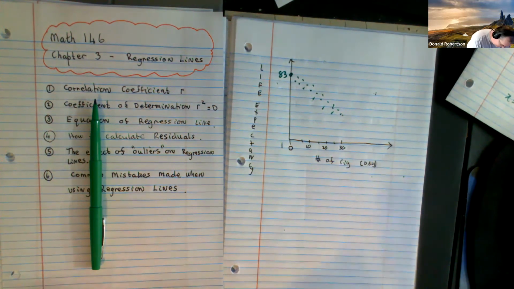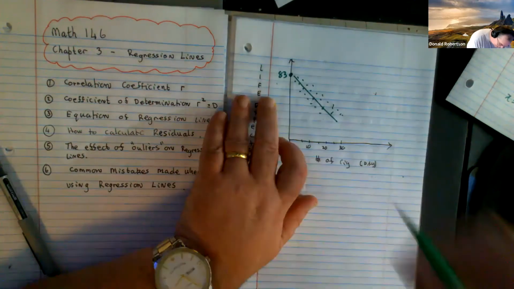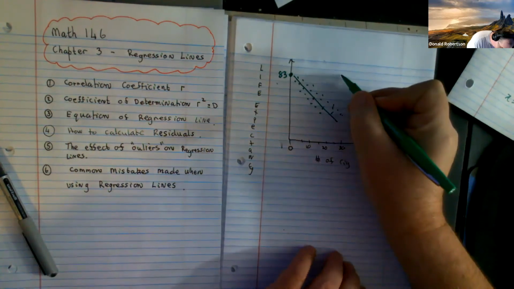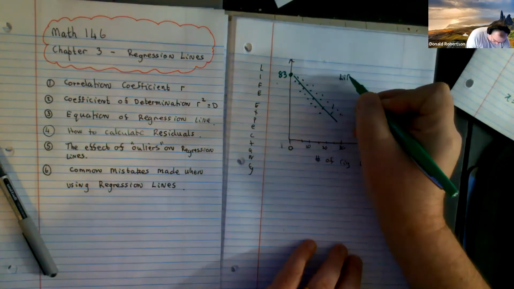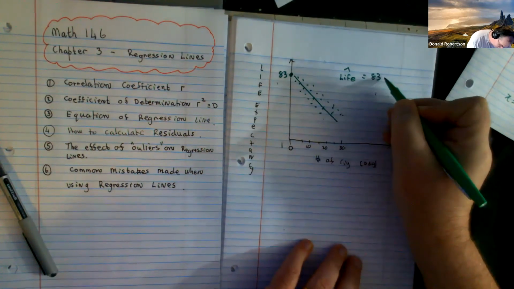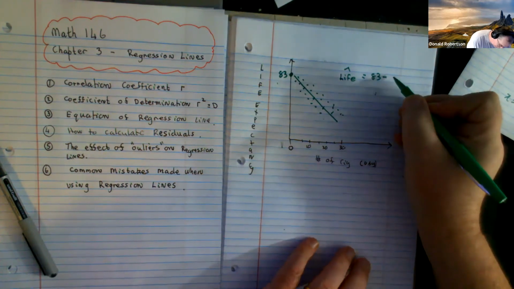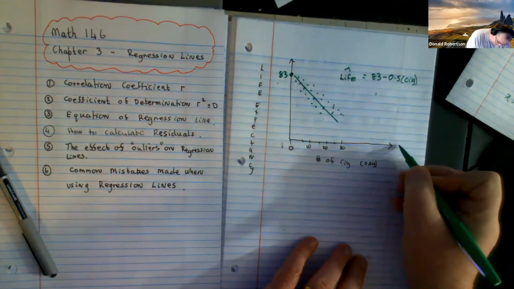And it looks like, well, I'll put some more numbers here. And the predicted life expectancy, how long you live, is given by 83 take away 0.5 times the number of cigarettes. Right?